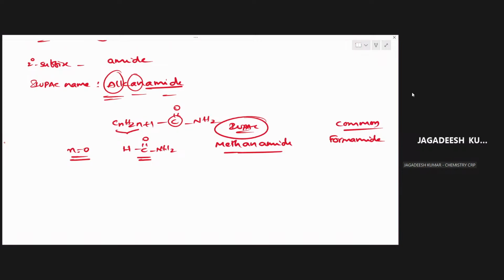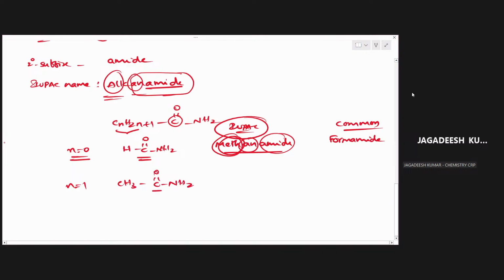According to the rules, it contains one carbon, so the root word is meth, and the remaining part we have to add according to the IUPAC name. An amide. An is the primary suffix, amide is the secondary suffix, meth is the root word. So finally, methanamide. But if I'm taking n equal to 1, then we are getting CH3 here and CONH2.